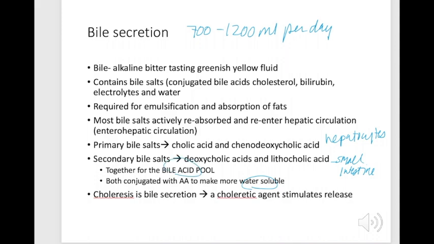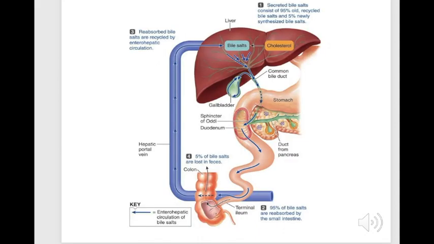Choleresis is bile secretion, and a choleretic agent stimulates that release. Choleretics include secretin. Another strong stimulant of choleresis is an increased amount of bile. Other things that would also promote secretion would be bicarbonate from the canaliculi and other intrahepatic bile ducts, cholecystokinin, and vagal stimulation. Here's a nice schematic for bile secretion.